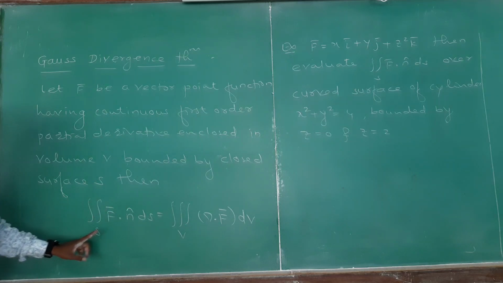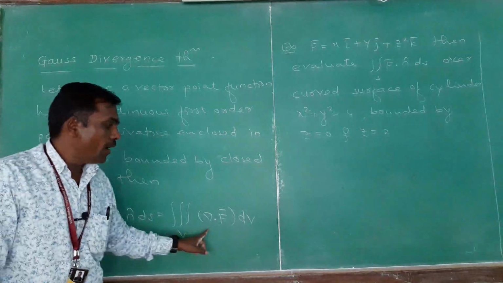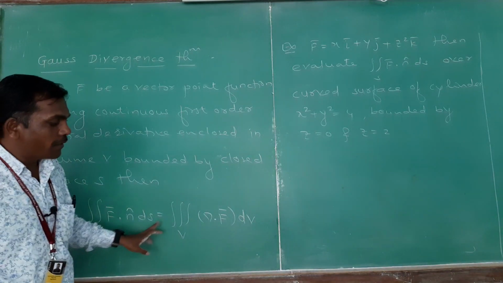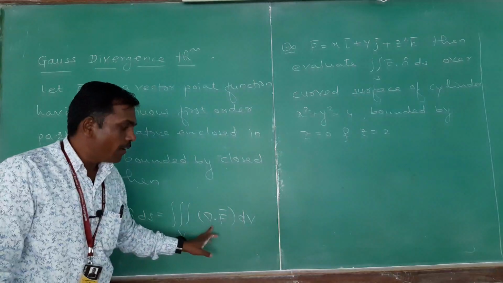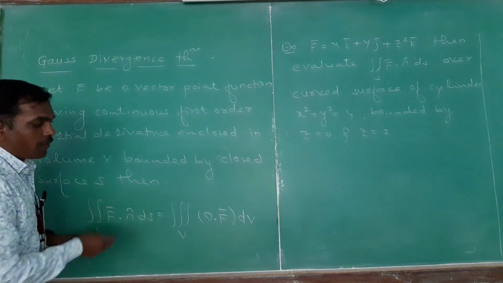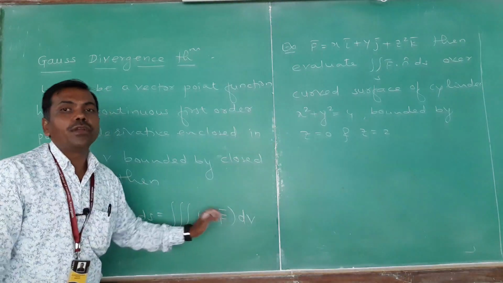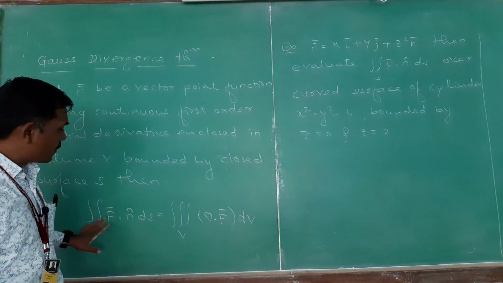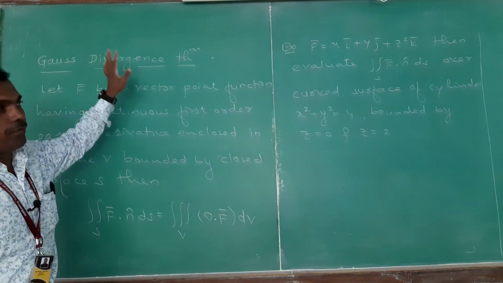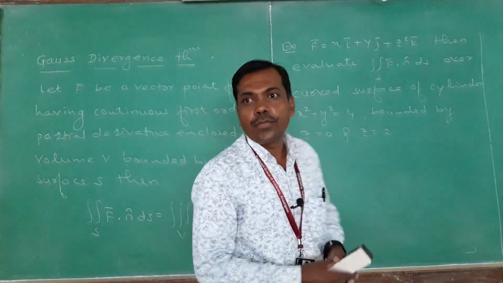Double integral over S f bar dot n cap ds is equal to triple integration over V del dot f bar dv. Means surface integral is equal to the volume integral, but we require divergence of a function. So the relation between surface integral and volume integral is given by Gauss divergence theorem. Now, which type of surface is there which is bounded like this?